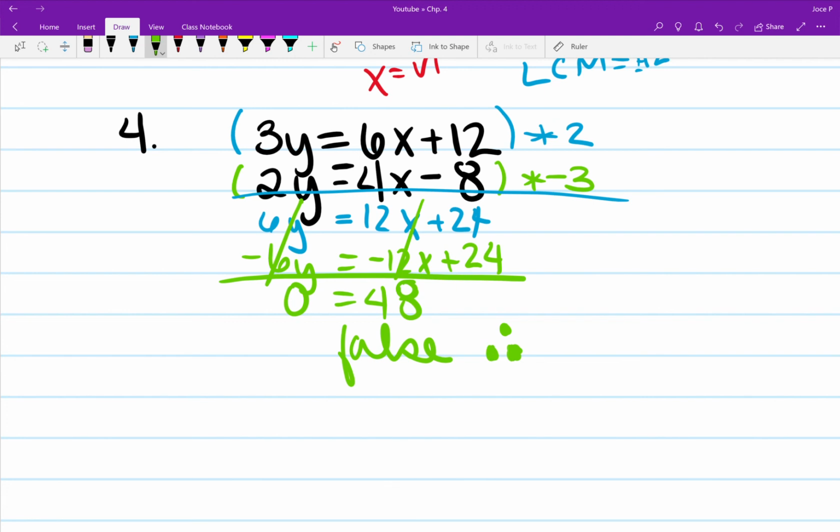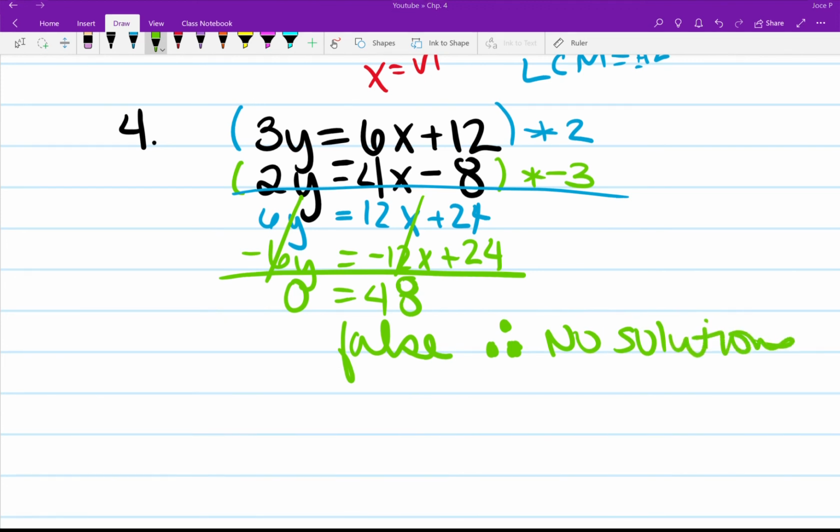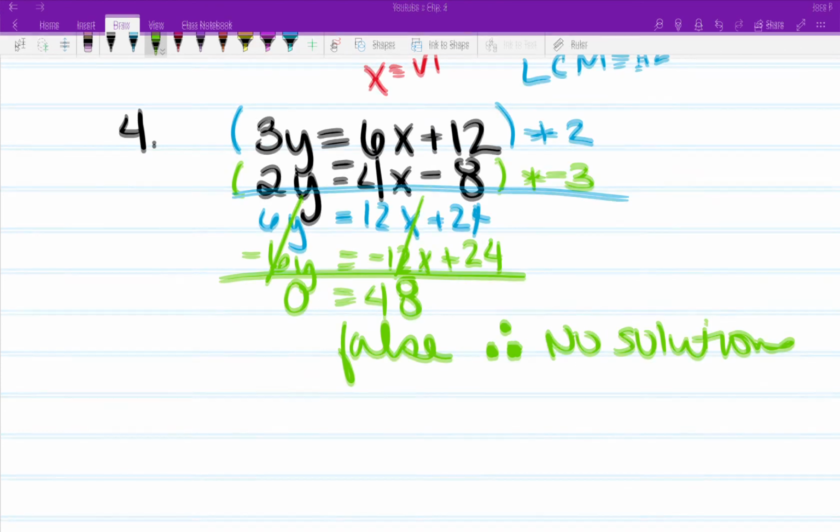Therefore we know that we don't have to write this. Therefore we know that these two have no solutions. No solutions, because we got another false answer, just like back in our previous questions. No solution.